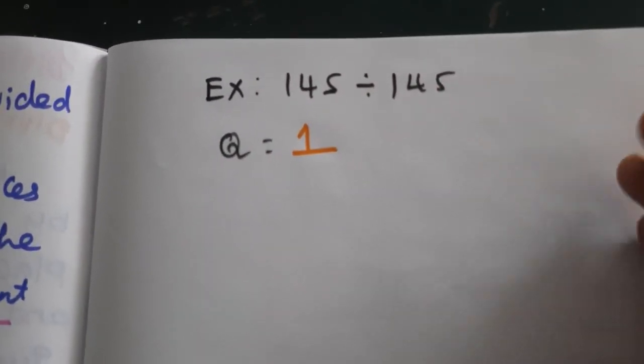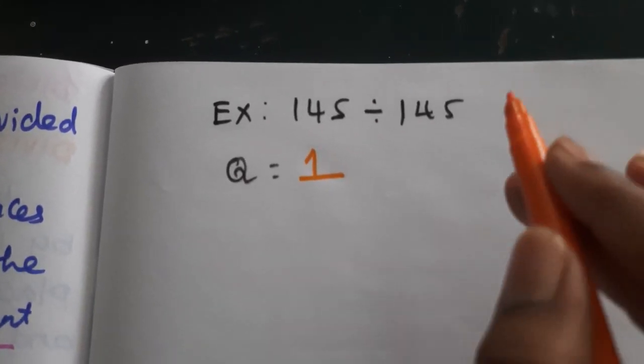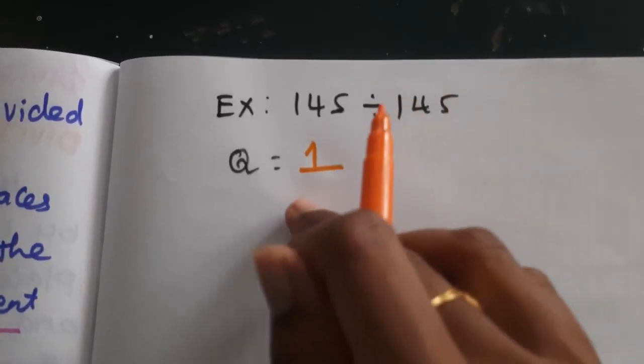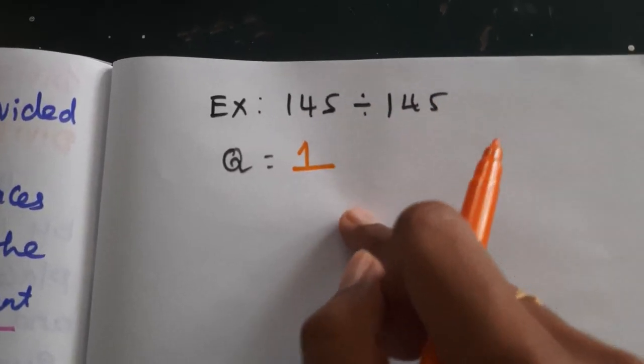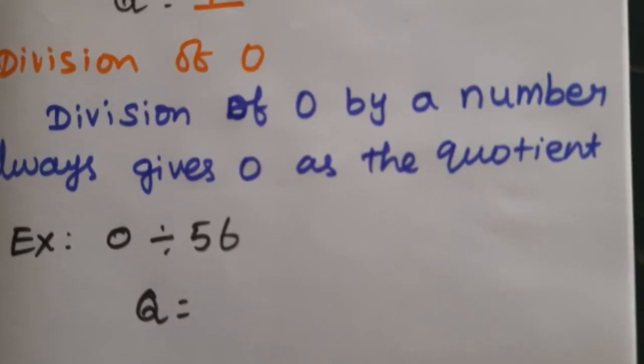So 54 divided by 54, obviously the quotient is 1. Any number divided by itself, the quotient is always 1. Okay, shall we see the next property?